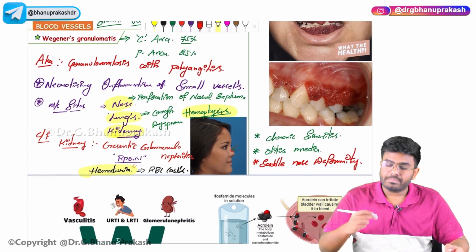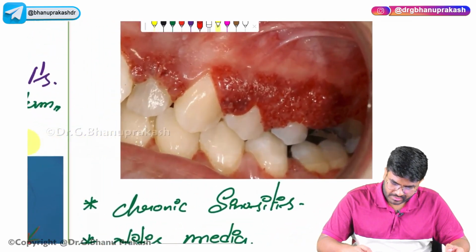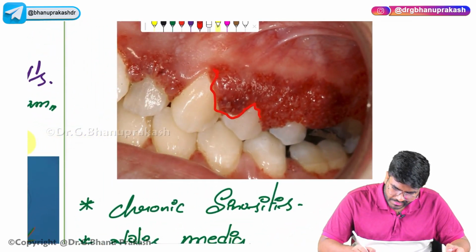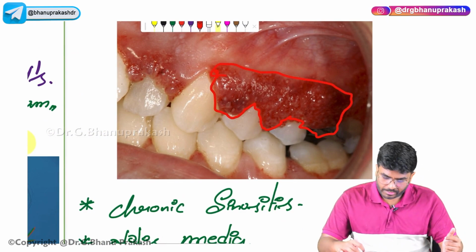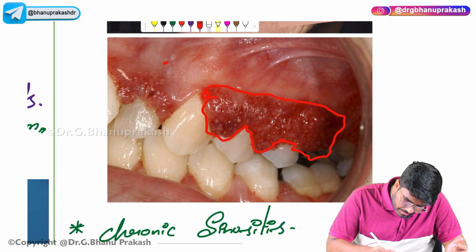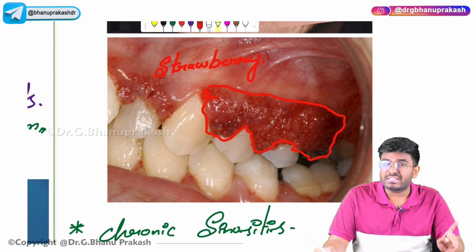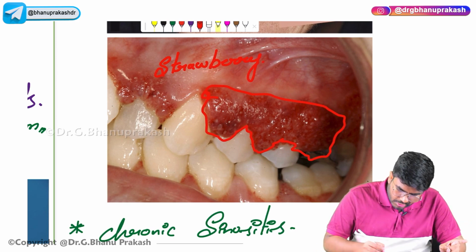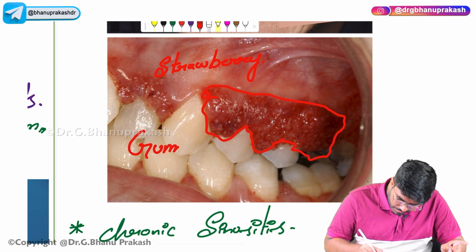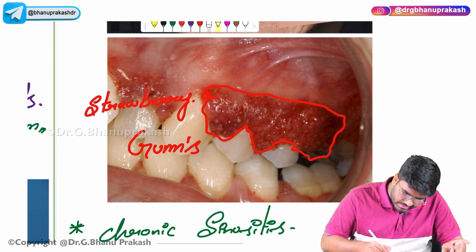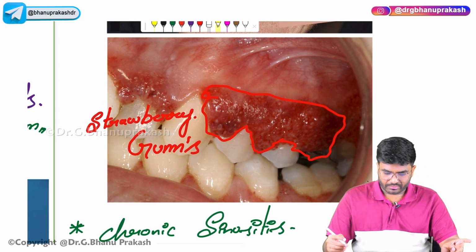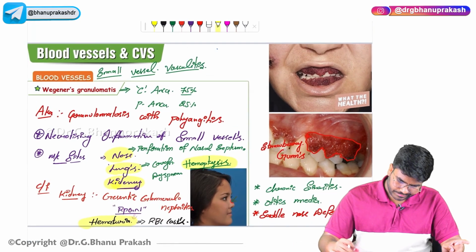And if you look at the gums of these patients, look here how the gums are looking. They are just looking like a strawberry. Okay, the texture of the strawberry. So these are called strawberry gums. Strawberry, not tongue. Strawberry tongue is seen in Kawasaki disease. Strawberry gums. Okay, so strawberry gums are going to be seen in which type of vasculitis? Strawberry gums are seen in Wegener's granulomatosis.